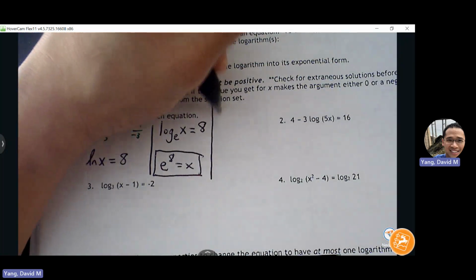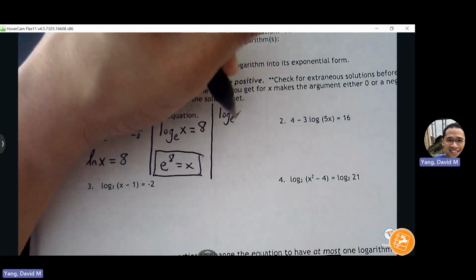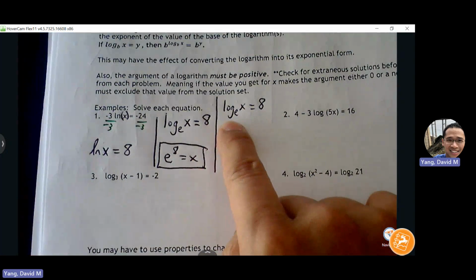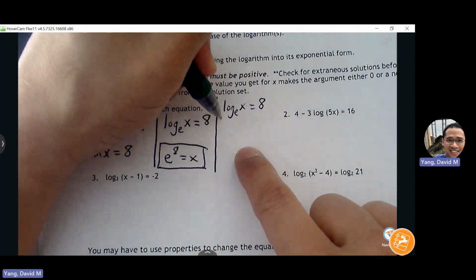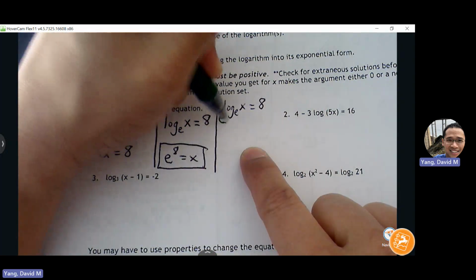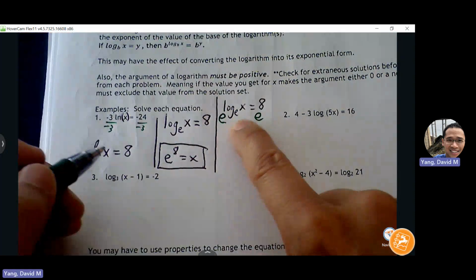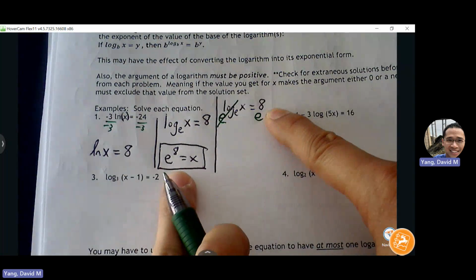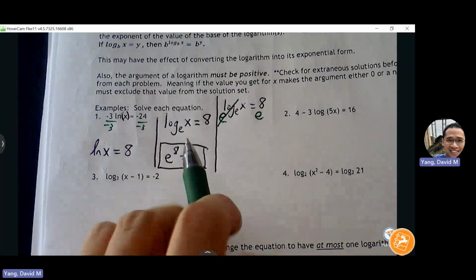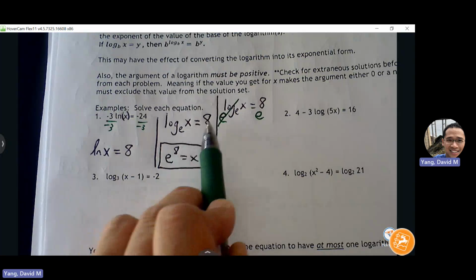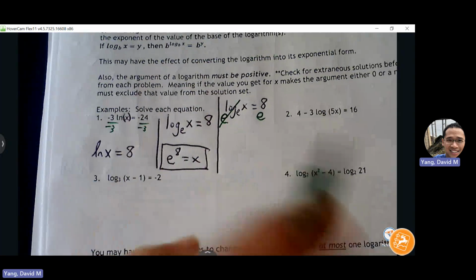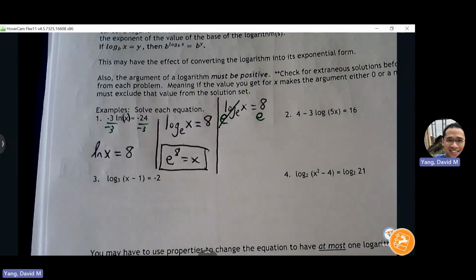But here's another way that you can do it. If I have log base e of x equals 8, another way is to exponentiate both sides. What they mean by that is you raise both sides with e as the base. And e and log base e will cancel each other out. The x drops down, and you're left with x equals e to the 8th. So either way works. You can see base raised to the exponent equals my value. We can play around with both ways and see which one sticks for you guys.